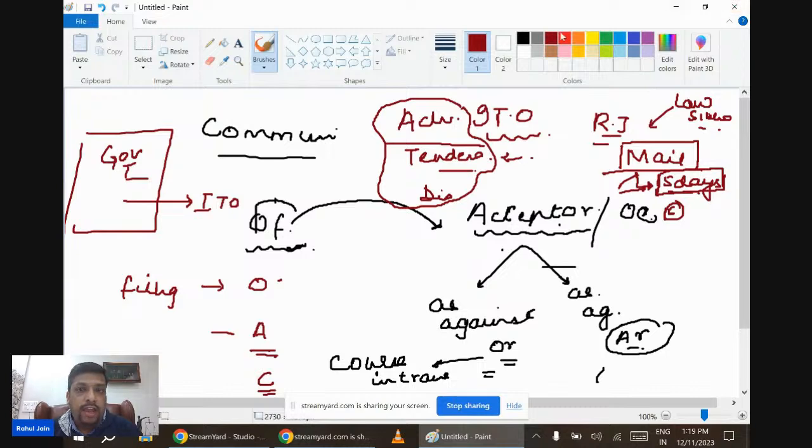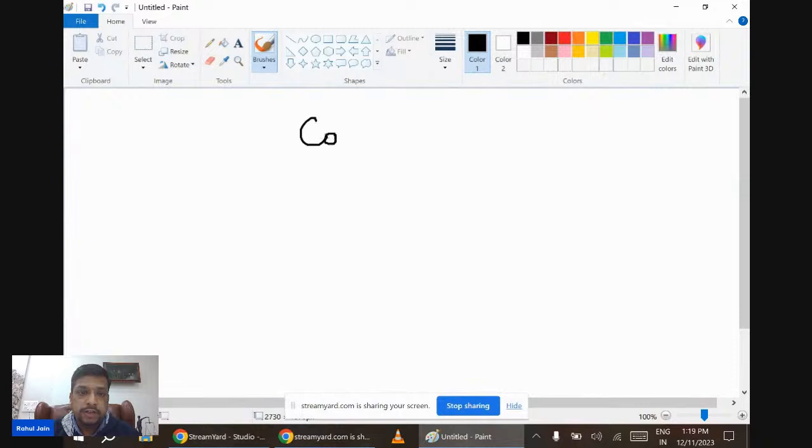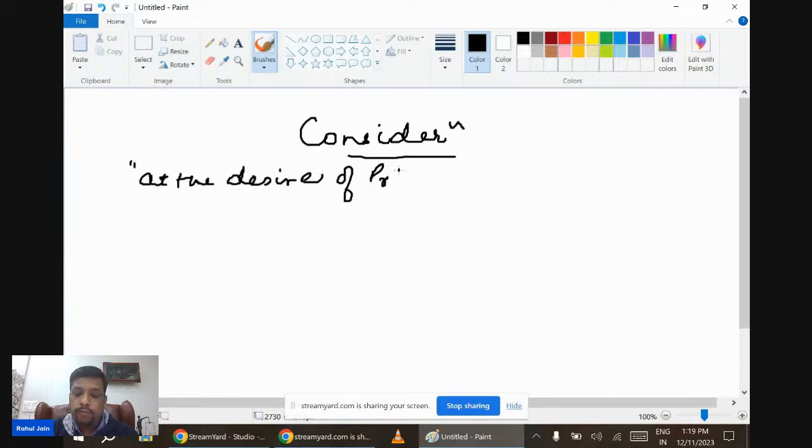चलते आगे. Now, very important: consideration. What is consideration? Sir, consideration is the heart of any contract. Under Section 2(d), the definition says the consideration should be given at the desire of the promisor. Number one, at the desire of the promisor. You cannot act on your own wish. Very important point: consideration may be given by the promisee or any other person.